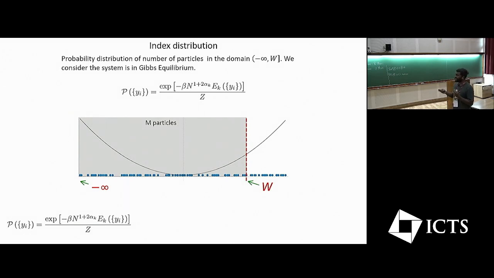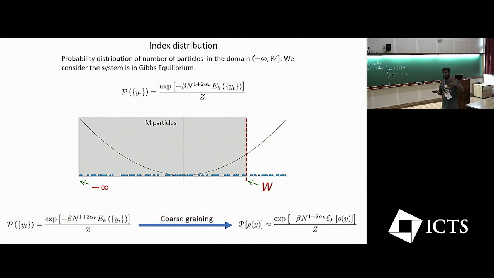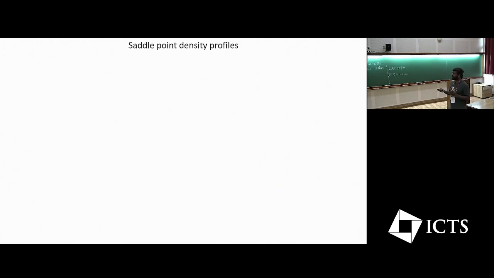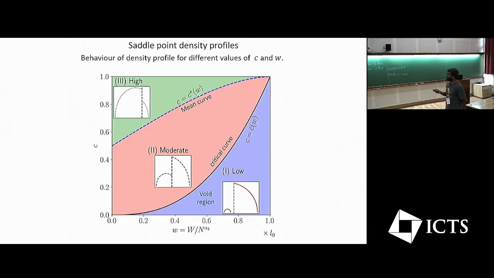And this computation can be done more conveniently in coarse-grained variables in terms of densities. So effectively, it turns out we have to find a density profile which minimizes the energy with the constraint of m particles to the left, and that is the saddle point density. And we find this saddle point density depends on the fraction of particles to the left of W and the location of the wall also.